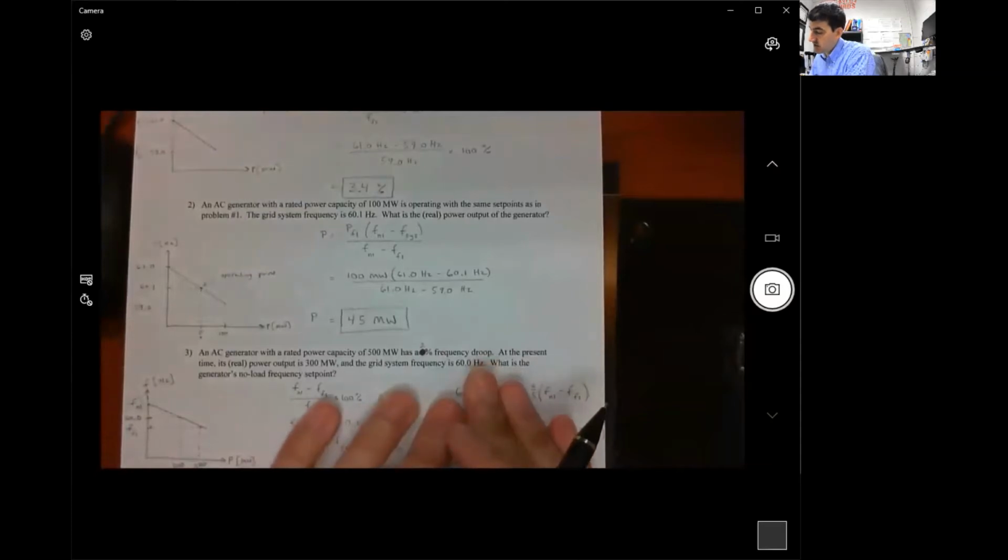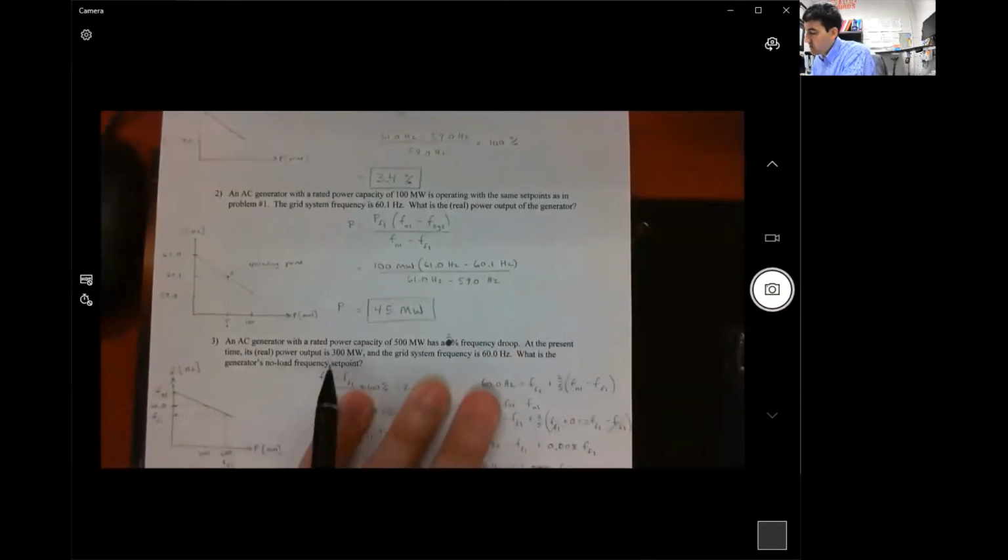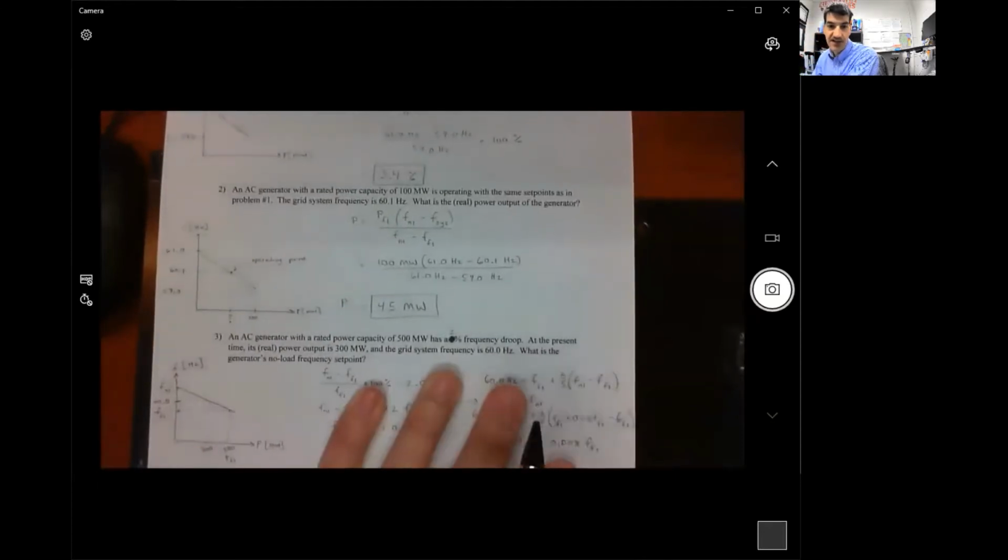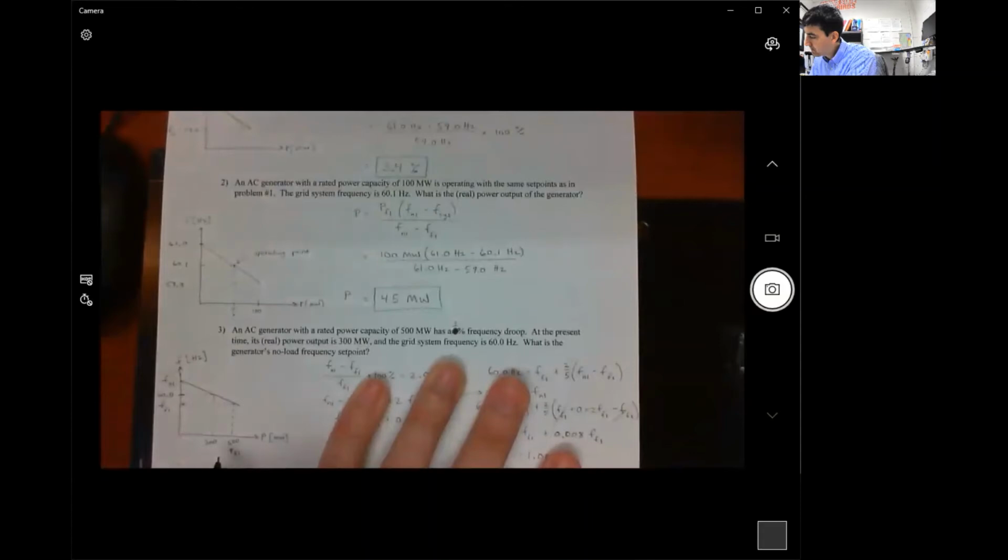So here's what we're trying to do. We have an AC generator, and it has a rated power capacity of 500 megawatts. So that's this right here. We have 500 megawatts. That's the maximum power output. And we know it has a 2% frequency droop.